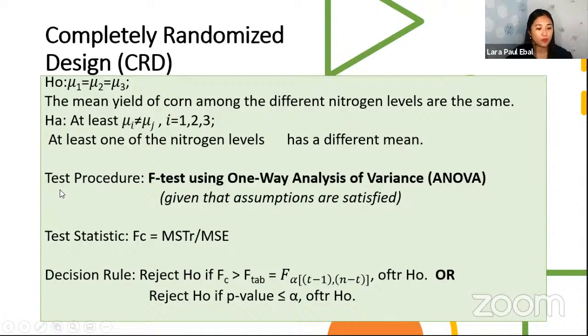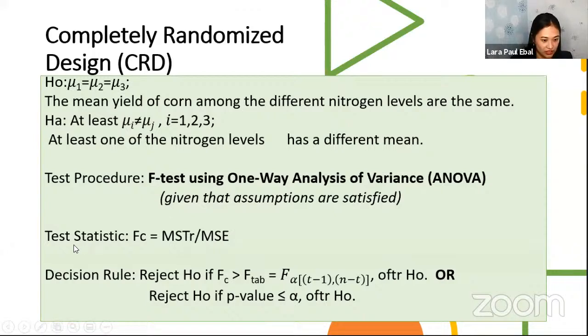Okay, so the test procedure. I don't know if you're familiar with the F-test. One procedure is we can use the F-test using one-way ANOVA. Why? Because if we satisfy the assumptions, we can use the F-test. If we do not satisfy the assumptions, we cannot use the F-test, so we have maybe to transform the data or use a non-parametric method. So not all the time that we use the F. But this time we will just focus on the F, and also given that the assumptions are satisfied.